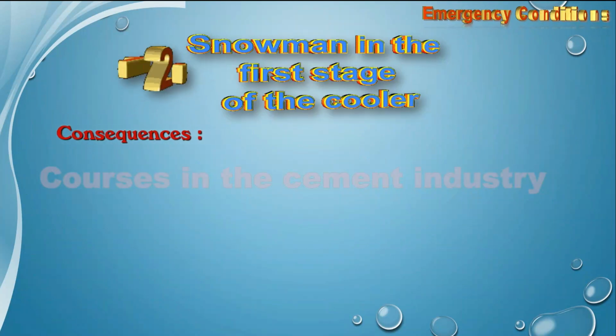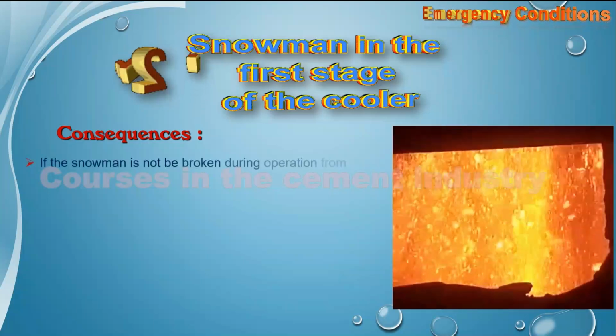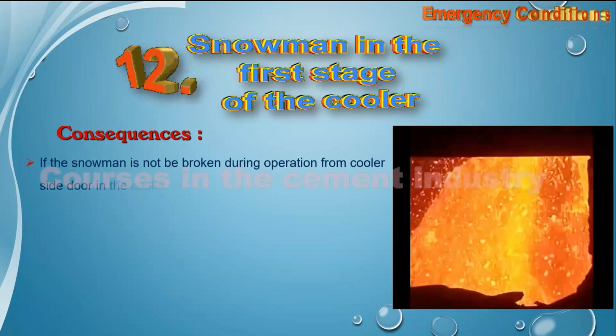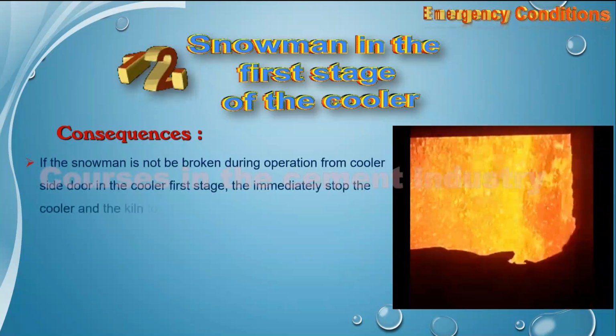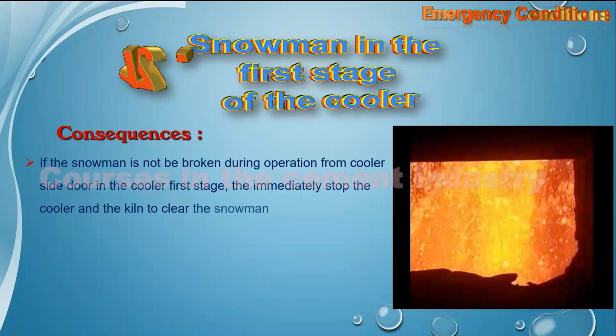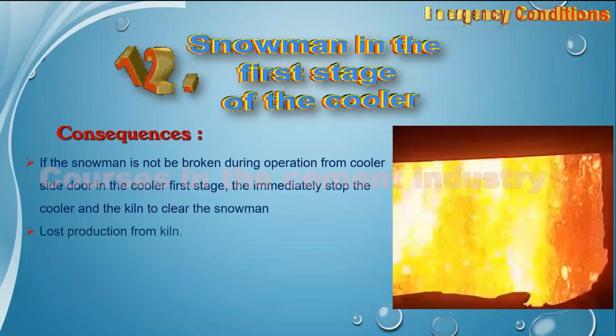Consequences. 1. If the snowman cannot be broken during operation from the cooler side door in the cooler first stage, then immediately stop the cooler and the kiln to clear the snowman. 2. Lost production from the kiln.